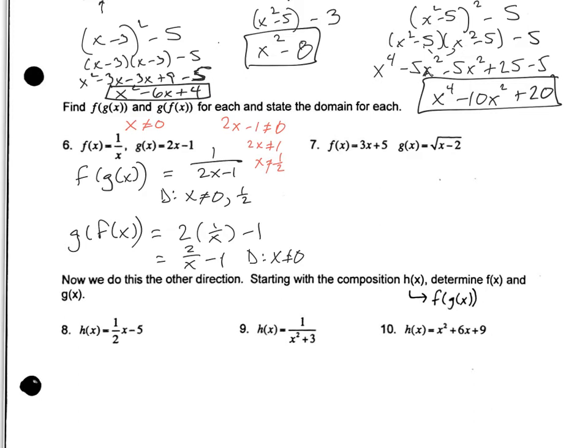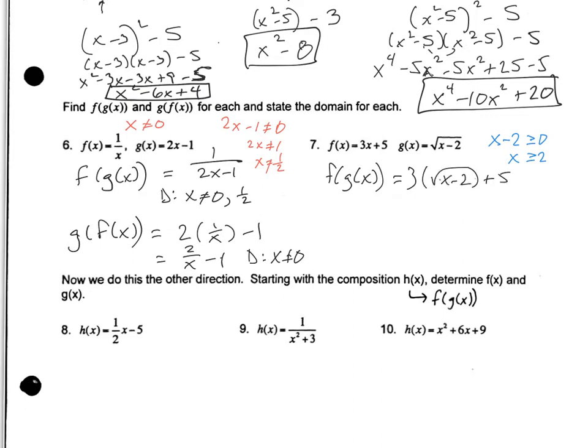Let's do this one with the radical. Right away you can see we have a radical, so we know that the radicand, the x minus 2, has to be greater than or equal to 0. So now we're dealing with x is greater than or equal to 2. That might be our only domain restriction, or we might have additional ones. f of g of x. So we're going to start with g, and we're going to put that into f. So f says 3 times something plus 5. And we'll put this right into here.